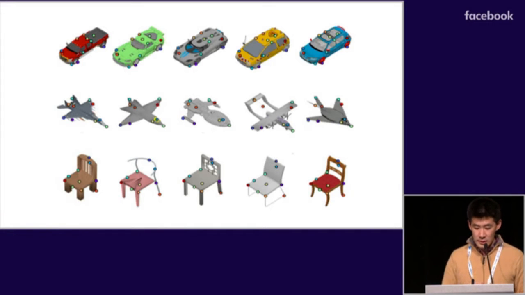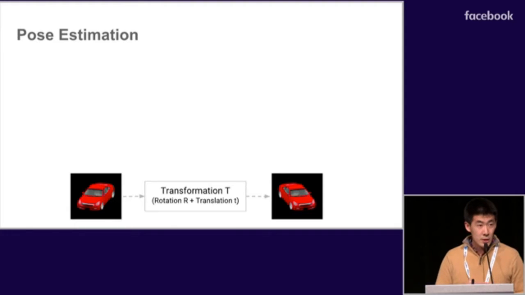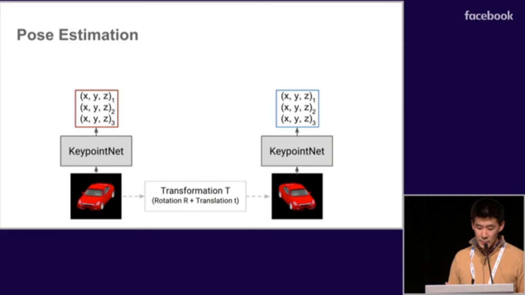What's surprising here is that the network tends to select key points that have semantic meanings that humans would tend to pick as well. For example, it picks the wheels of the cars, the cockpits of the planes, or the legs of the chairs. And here's how we train our network. Given two views of an object, our goal is to find key points that are best for estimating the relative rotation between them. Here, we pass the two images through our KeypointNet that outputs a list of key points.